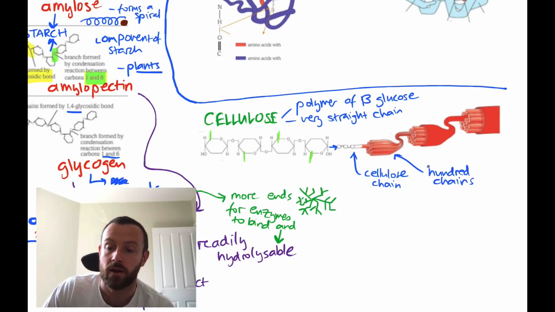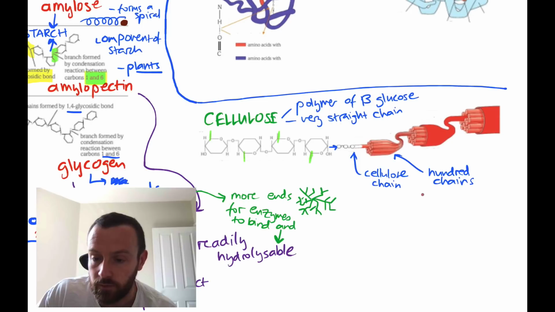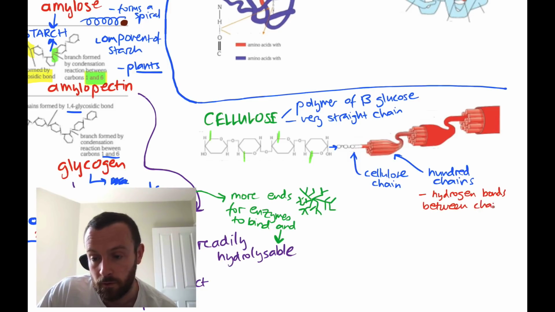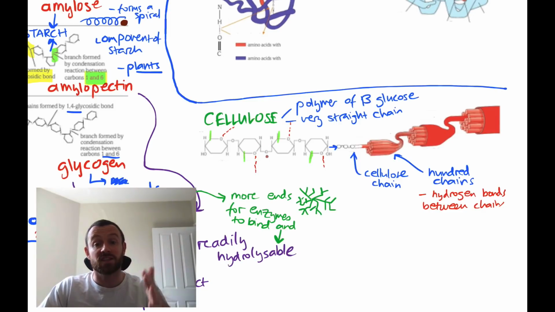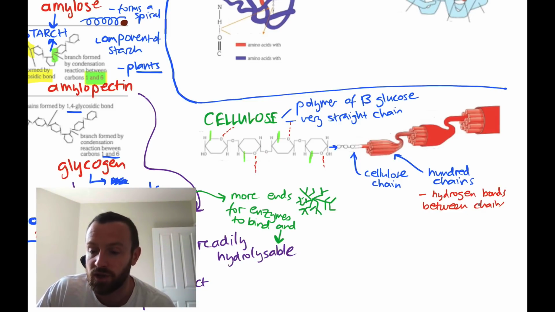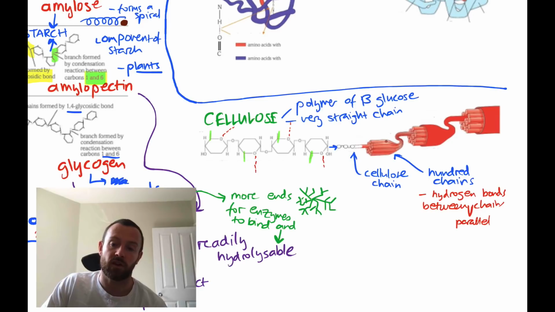Like that, lying together. And in between those 100 chains are hydrogen bonds between the chains. If I could draw those in, there would be a hydrogen bond to another one below, and there'd be a hydrogen bond up there and down there, and in other places as well that I'm not drawing. There'd be hydrogen bonds to adjacent parallel chains. So hydrogen bonds between chains, and I could even put the word parallel in there, between parallel chains. So that makes this molecule very strong.